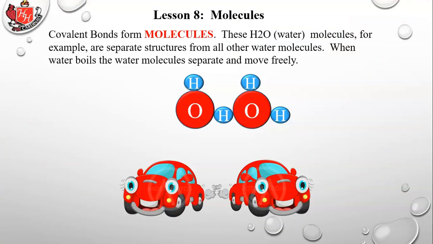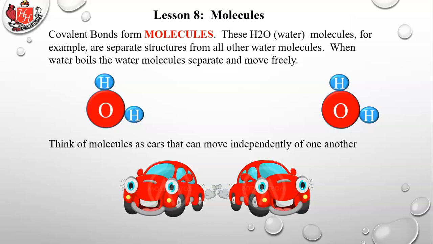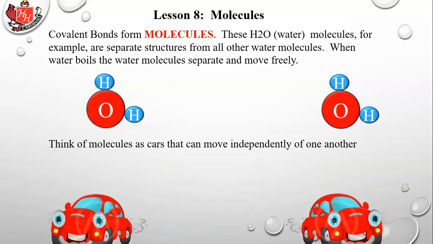Covalent bonds form molecules. These H2O water molecules, for example, are separate structures from all other water molecules. When water boils, the water molecules separate and move freely, so they can move apart from each other. You can think of them like 2 cars. So think of molecules as cars that can move independently of one another.